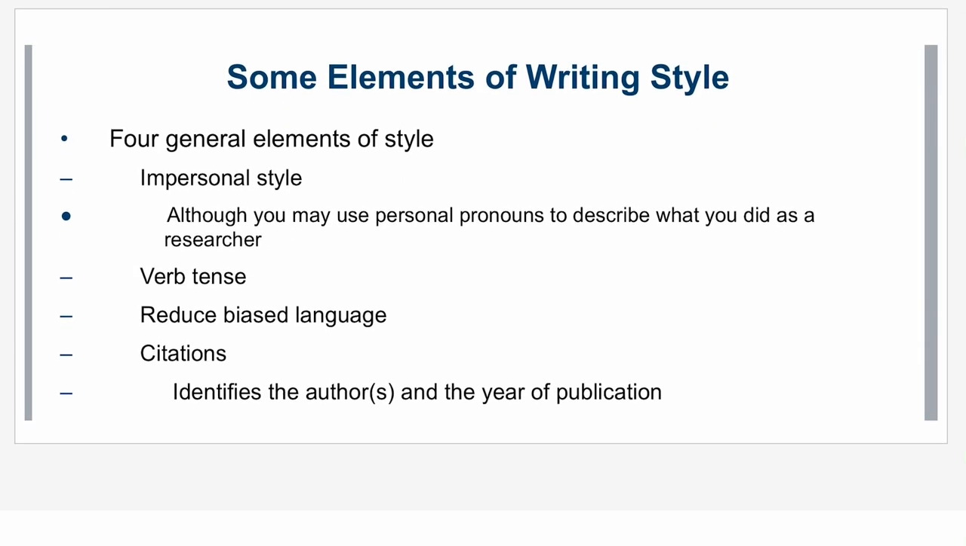Now, there are some elements of the APA style that we need to talk about. There are four general elements of style. One is that it's impersonal, so it's clear, concise, objective, simple, and straightforward. It's not a journal entry, right? You're not going to use slang terms that you would not use in a scientific or APA style paper.